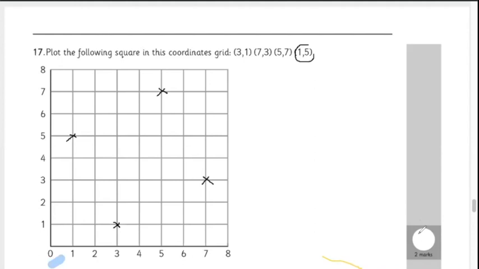Now, if you got all 4 of those points correct, you get 2 marks. If you got 3 of them correct, you get 1 mark. If you only got 2 correct or 1 correct, you can't have any marks for that one, I am afraid.